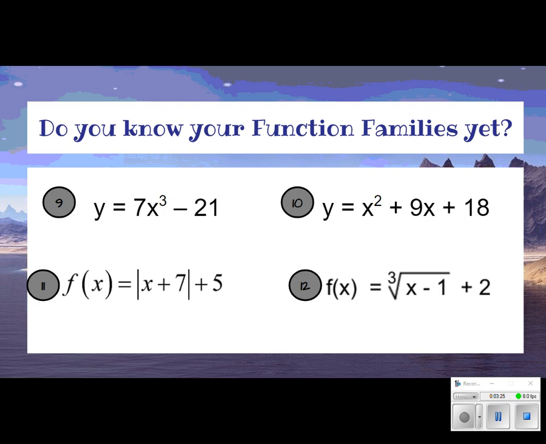All right, now here's 9, 10, and 11. Based off of the equation, can you tell what the function families are? So I'm going to have you pause the video, see if you can figure out 9, 10, 11, and 12. All right, you're back. 9 is the cubic function family. 10 is the quadratic function family. 11 is the absolute value function family, and 12 is the cubic root function family.